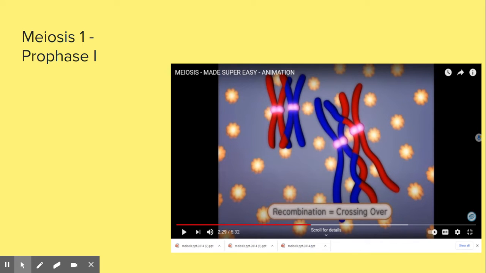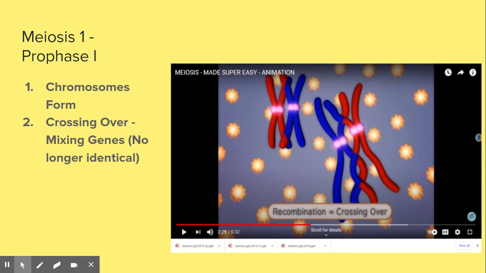But let's start at the top. Let's talk about prophase 1. In prophase 1, chromosomes form. During this time, there is a crossing over, or a recombination, of genes. Some of the genes from our biological mother's copy will cross over with the genes from our biological father, so the resulting chromosomes are a unique mixture of the genetic material. The chromosomes are no longer identical.